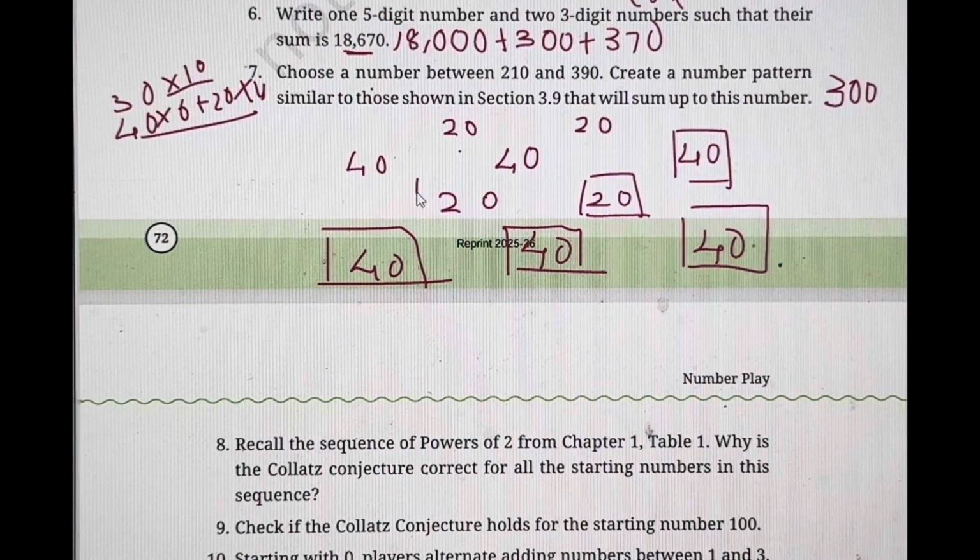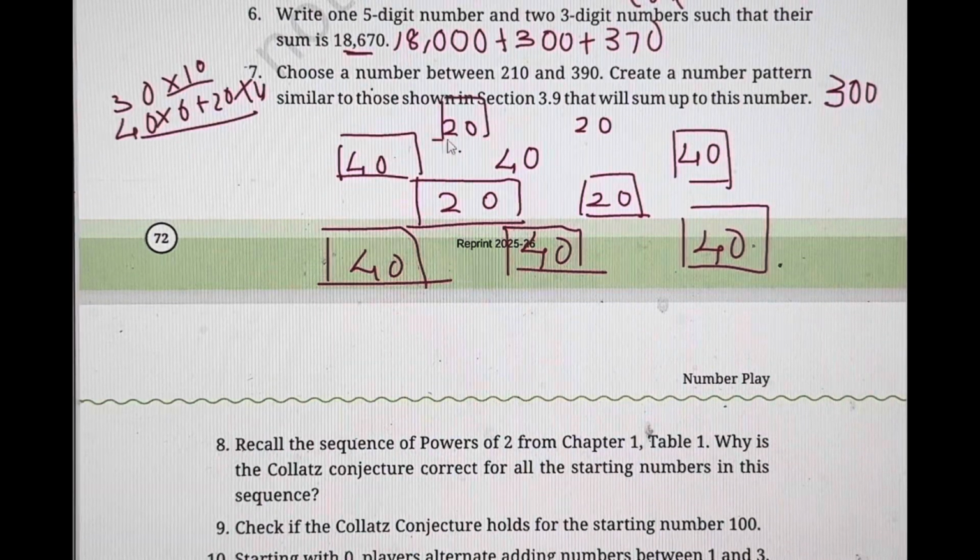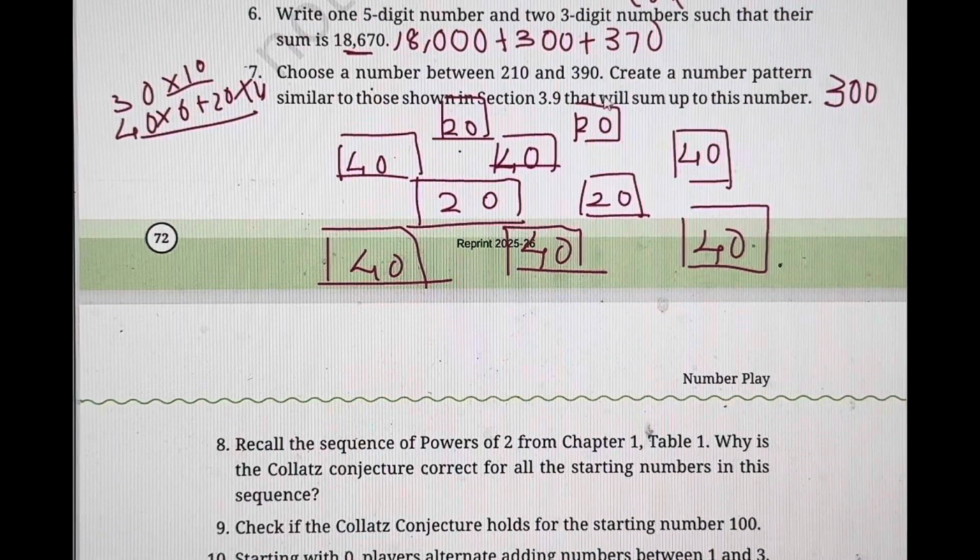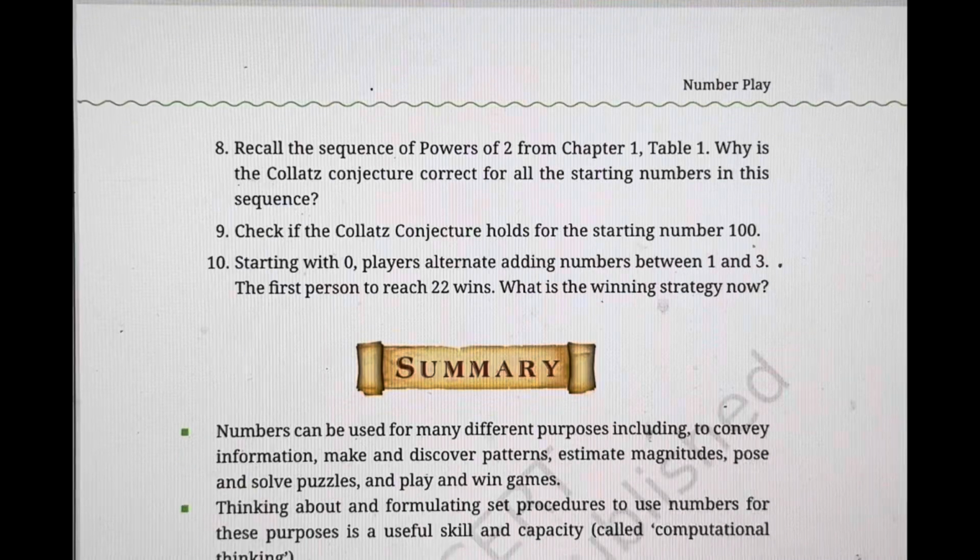So there are many possible answers in this. Okay, you can make a pattern of your own choice. Shape you can choose, numbers you can choose, between 210 to 390 you can choose any number. I have taken 300. It is not necessary that you take the same number. Clear? Question number 7. Now let us go to the next question. That is question number 8.